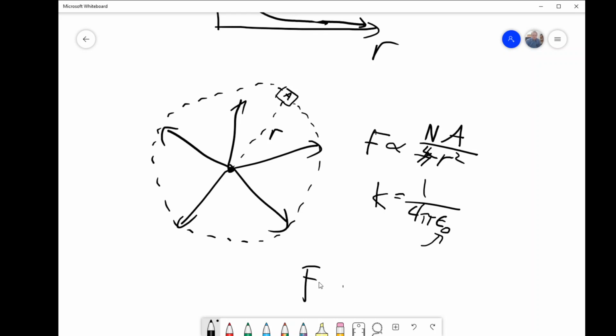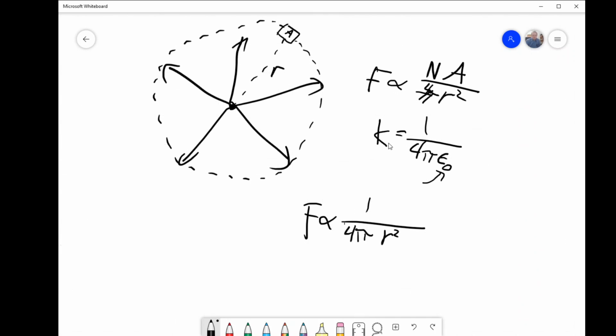But this is where that 1 over r squared comes from. You can drop the n and the a because those are just proportionality constants. You see we have the 4 pi, which goes directly into our k, and here is our r squared. That's the inverse square law. So this is how the inverse square laws come about, and that's the main defining feature of these forces.